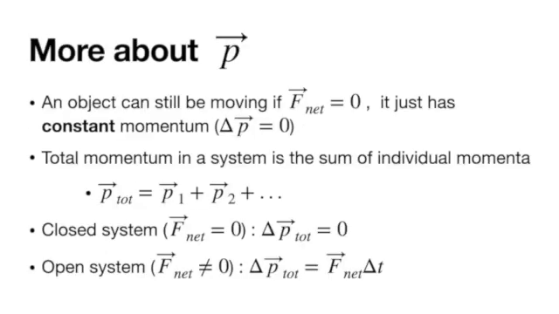More about momentum, I said the top part, constant if F net equals 0. So constant meaning delta P is 0. So just P initial equals P final.